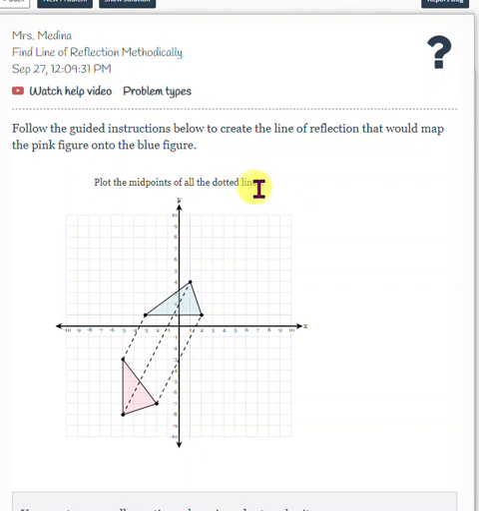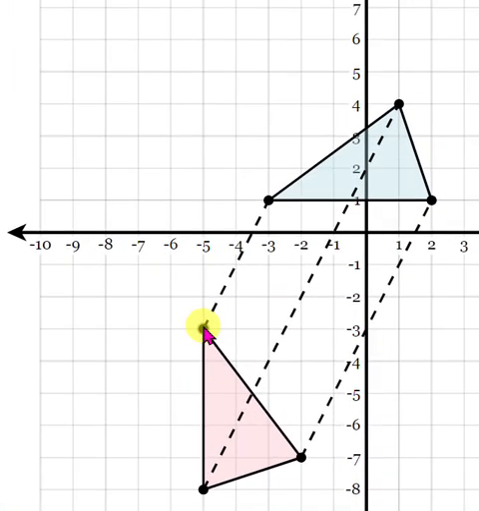Plot the midpoints of all the dotted lines. The midpoint, let me see. So from this point to this point, I went up 1, 2, 3, 4. So halfway would be up 2. And then from this point to this point, after I went up 4, I went over 2. So half of 4 is 2, and then half of 2 is 1. That's the middle.